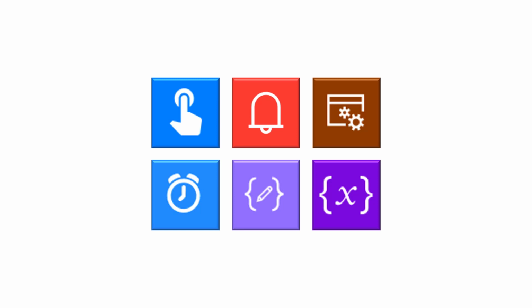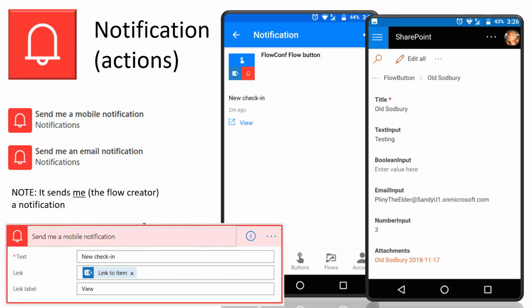The next type is notifications. These are actions. One is a mobile notification and the other is an email notification. And one thing to note here is that the notification goes to you, that is the Flow creator. So there is not a way in the notifications to have it notify someone else, but it's just to notify the creator of the Flow.